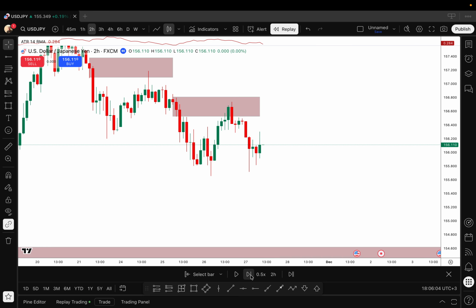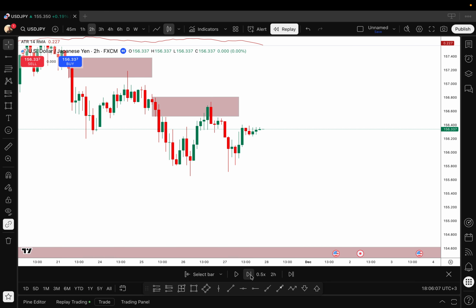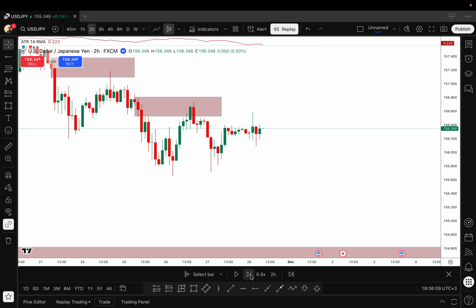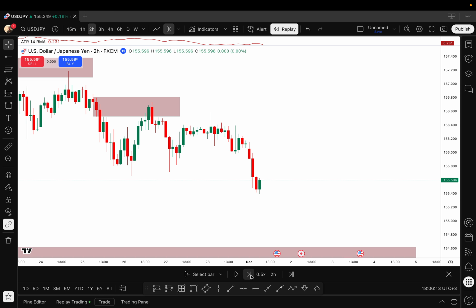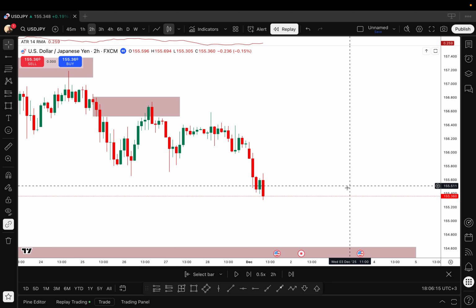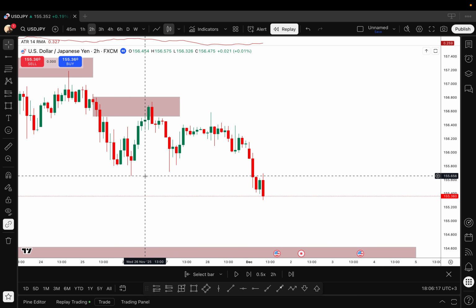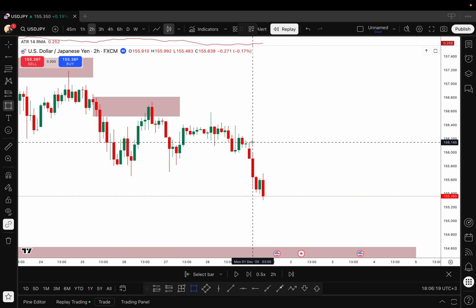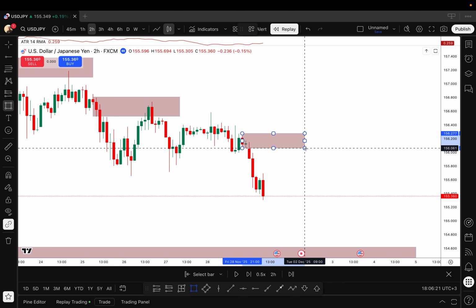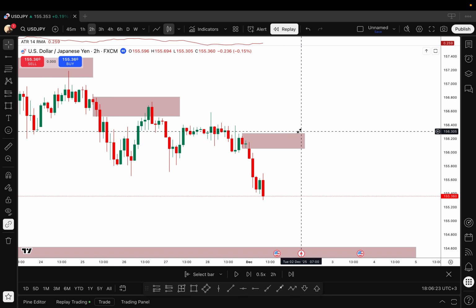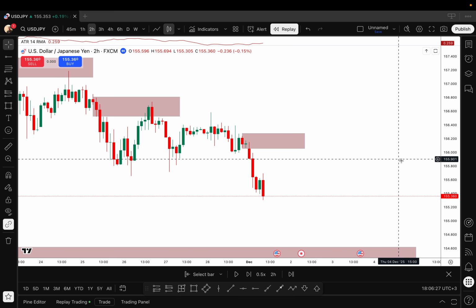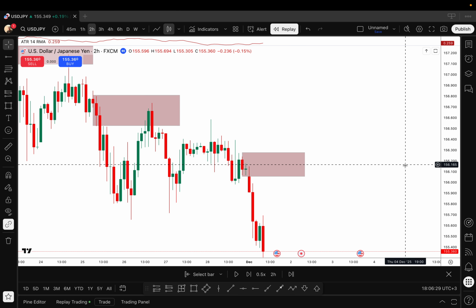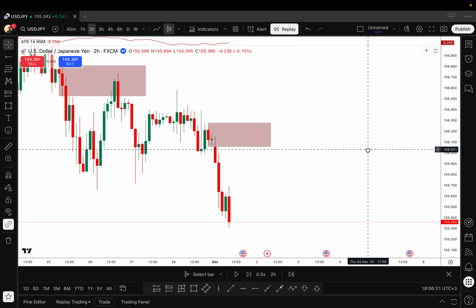Okay, price respected the zone, tried to go back again, but there was no momentum to push it to the upside. So we dropped down again. Now after dropping down, breaking this structure, you can see that we have another zone here. You just keep on following price action and whatever zones it gives you, you make sure you utilize them.